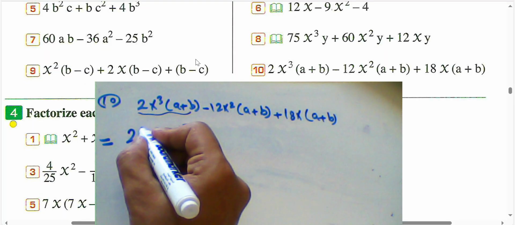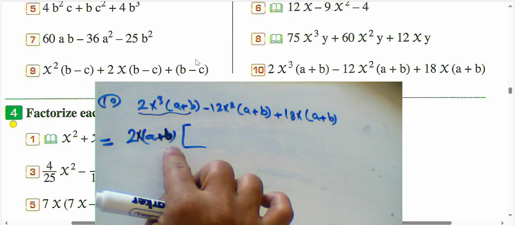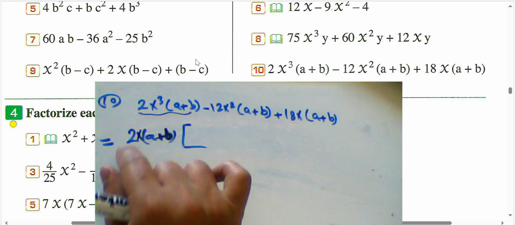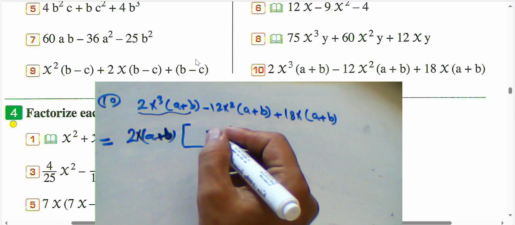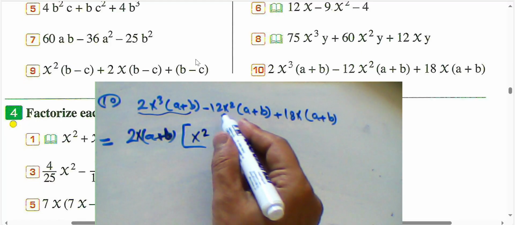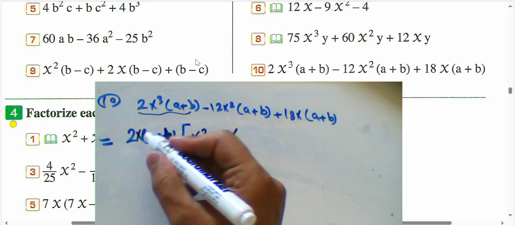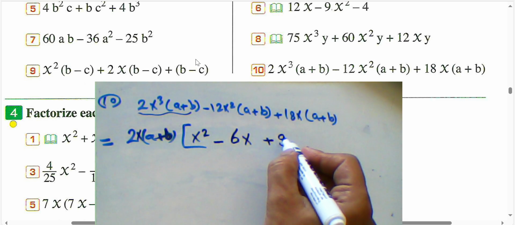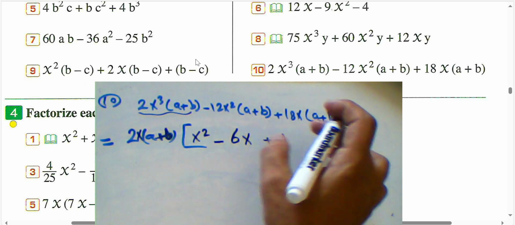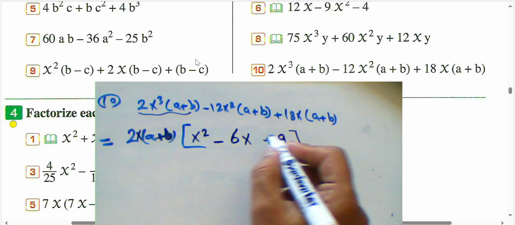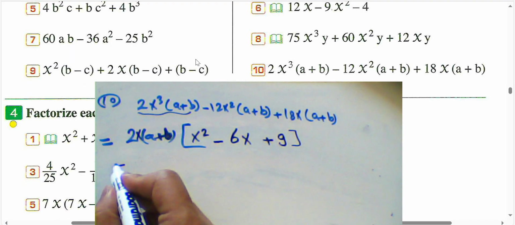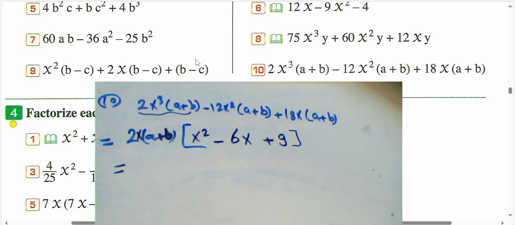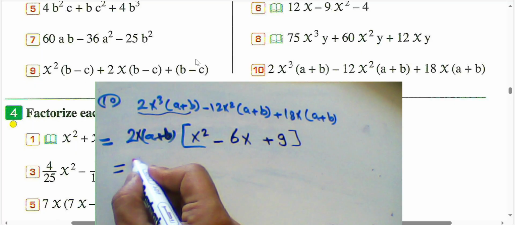We can write also x, then 2x as a common factor. 2 divided by 2, 1, x power 3 divided by x, it will be x power 2. 12 divided by 2 equals 6, x power 2 divided by x equals x. 18 divided by 2 equals 9, x divided by x equals 1, a plus b divided by itself, it will be 1. And then we can write 2x times (a plus b) outside.